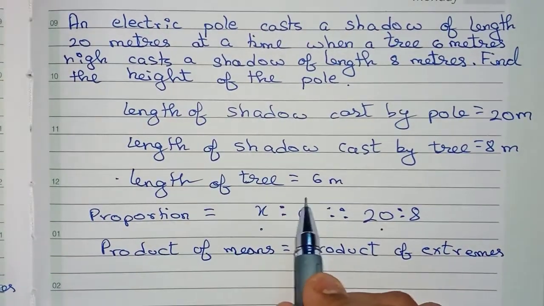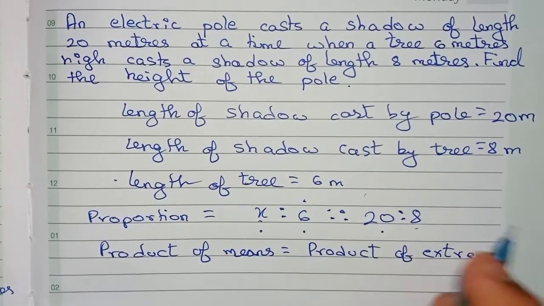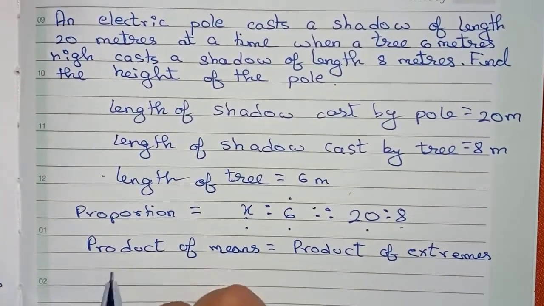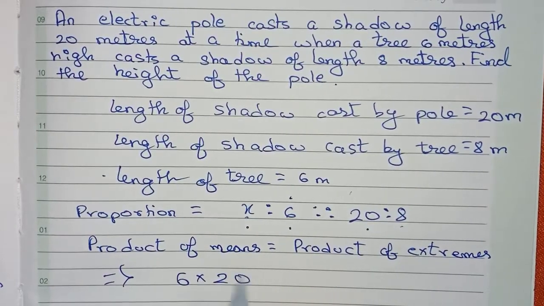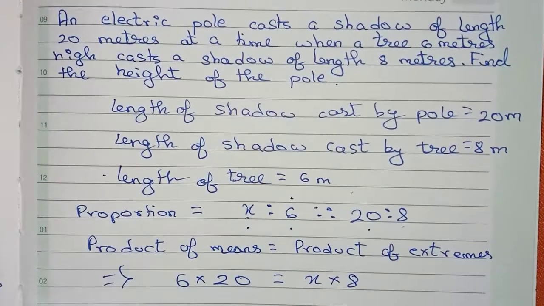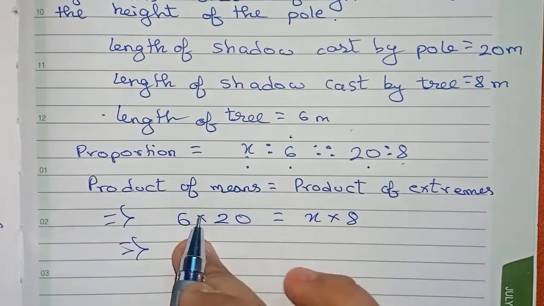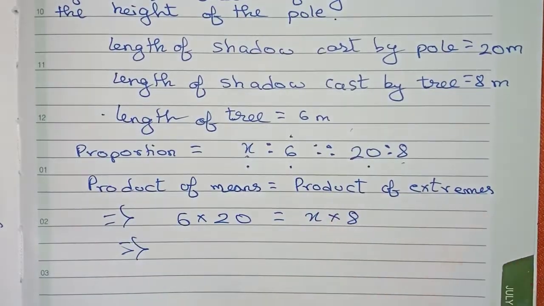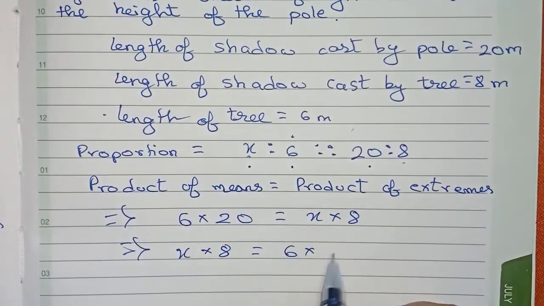So here, as I told, the middle two terms are known as the means, and the first and the last term is known as the extremes. So you write in that manner only. So the means are 6 into 20, and the extremes are x into 8. So in this question also we rotate the sign. That means we make x into 8 this side and 20 into 6 that side. So it becomes x into 8 equals 6 into 20.